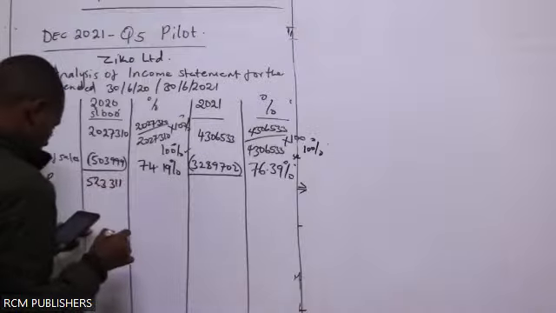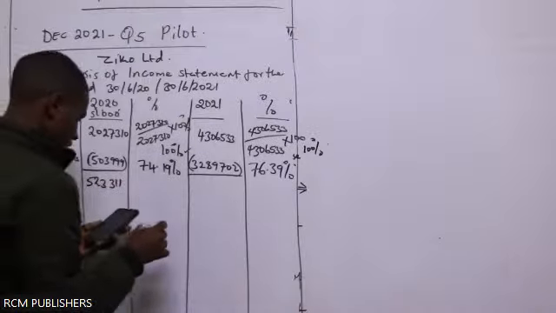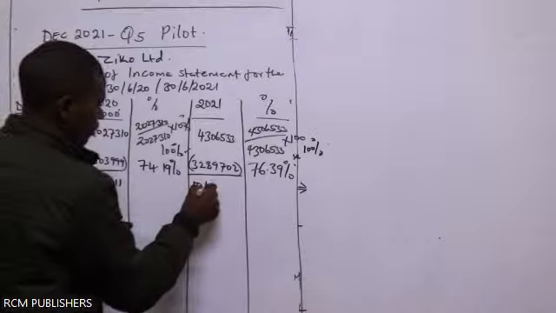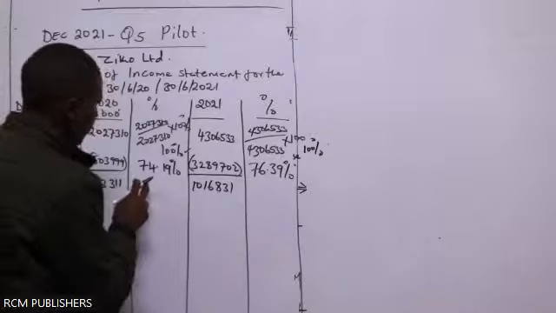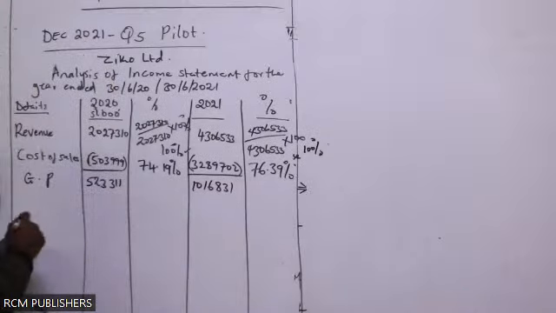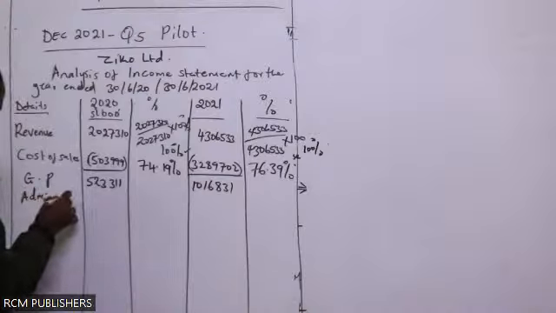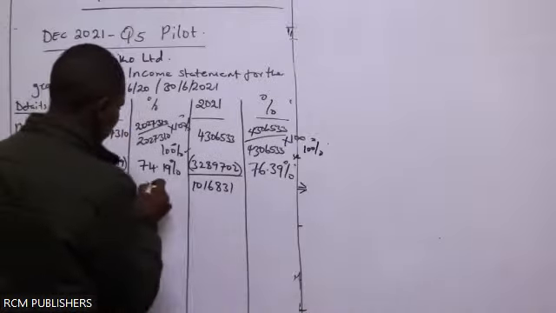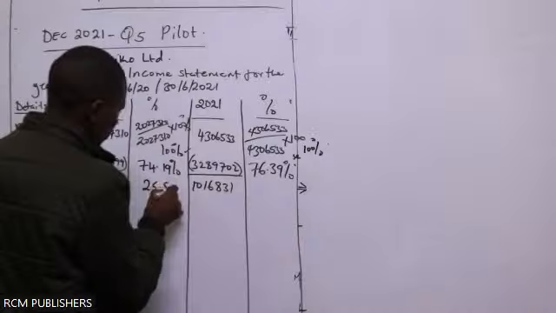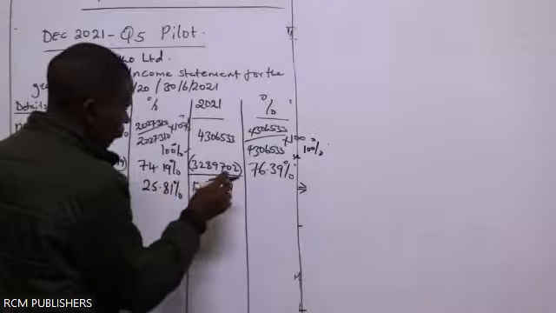523,311. Then 1016,831. Gross profit here is how much? For 2021. Gross profit. Before we move to admin expenses. Admin expenses, 25.81. Thank you very much. I like this. So you are bright.